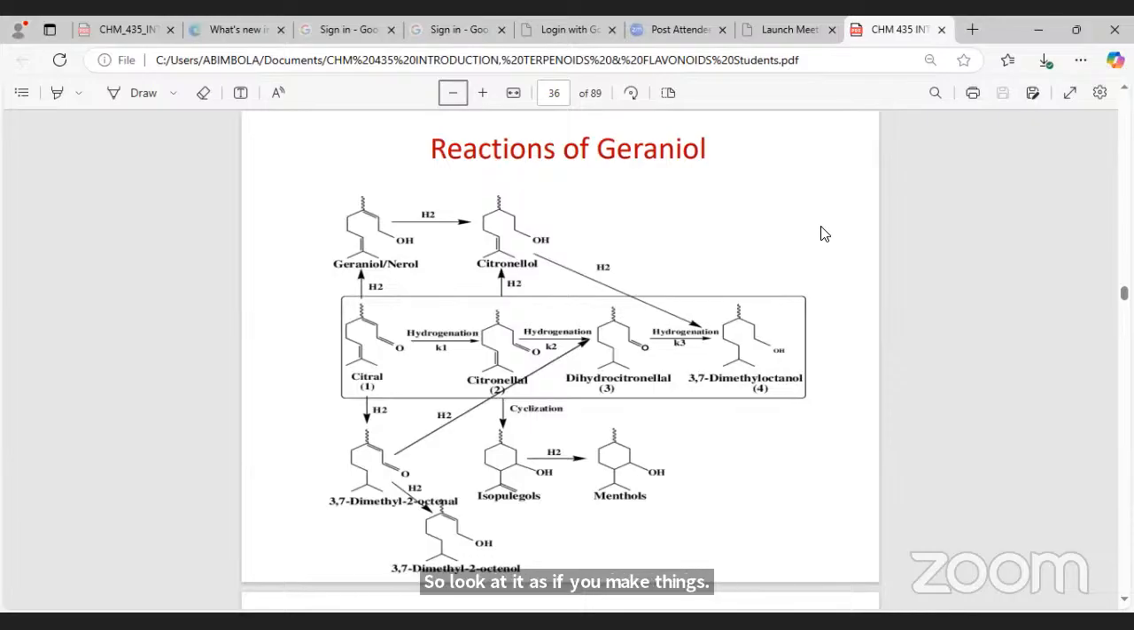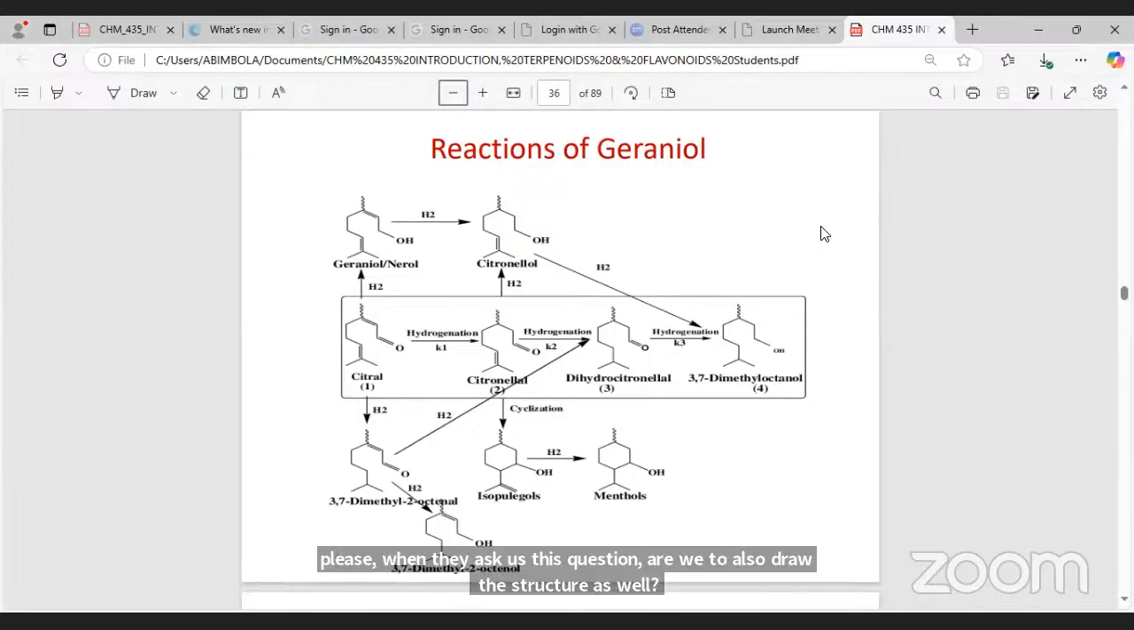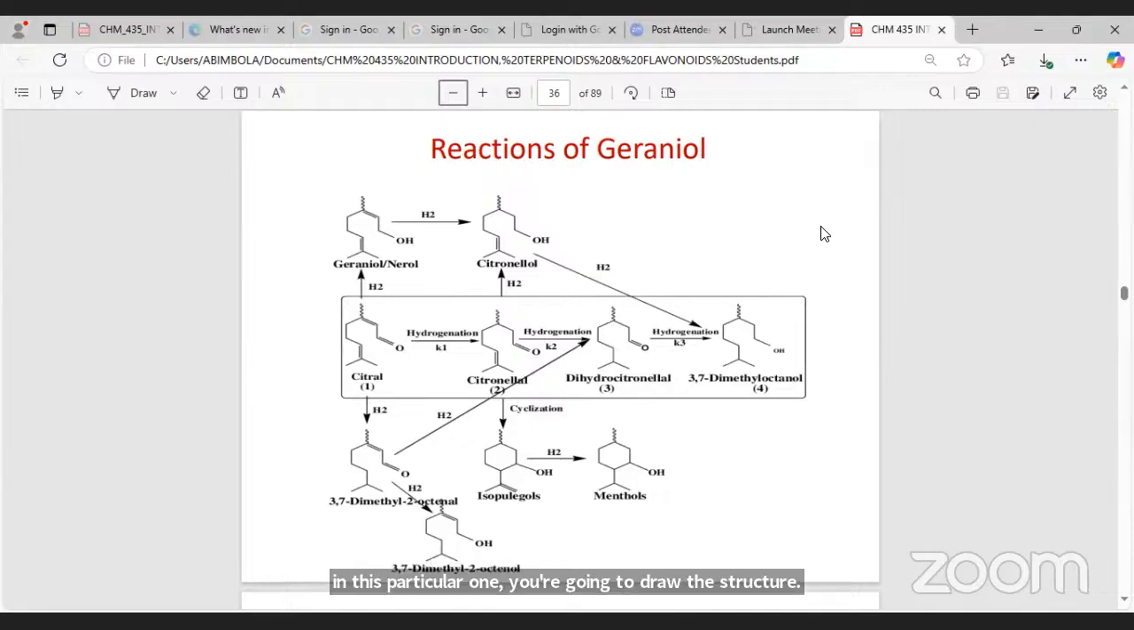Ma, please, I want to ask a question. Okay, please, when they ask us this question, are we to also draw the structure? Yes, in this particular one, you're going to draw the structure, because the structure will even help you understand what you're doing. If you don't draw the structure, you will not understand. How will you know that it's 3,7? If you don't know that all the hydrogen has gone. So how will you know it's menthol if there is no cyclization?